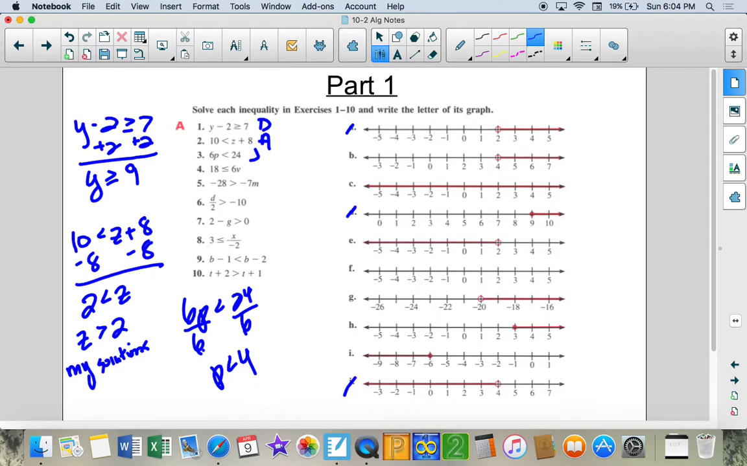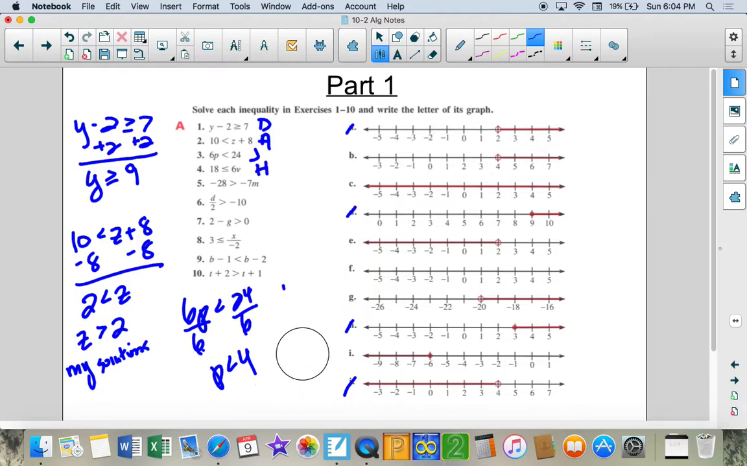Number 14, same thing. This time we're going to divide both sides by 6. 18 is less than or equal to 6v. Divide by 6, divide by 6. 3 is less than or equal to v. Again, I'm going to rewrite it with my variable first. Closed circle because it's equal to, over the 3 going to the right, and that would be H.